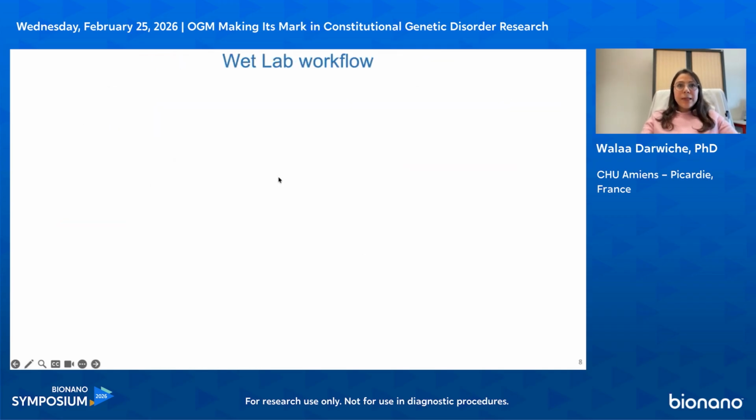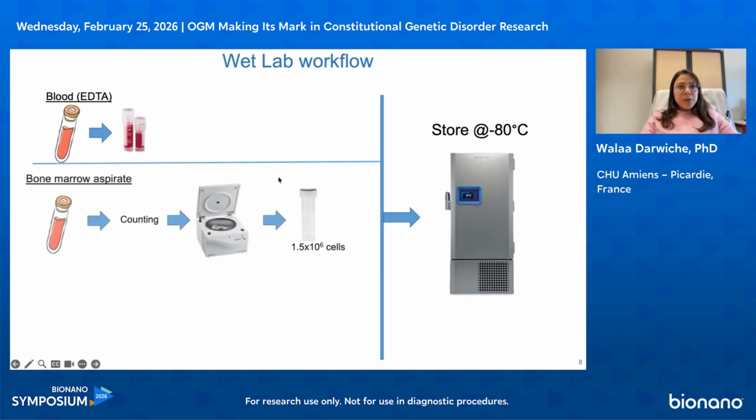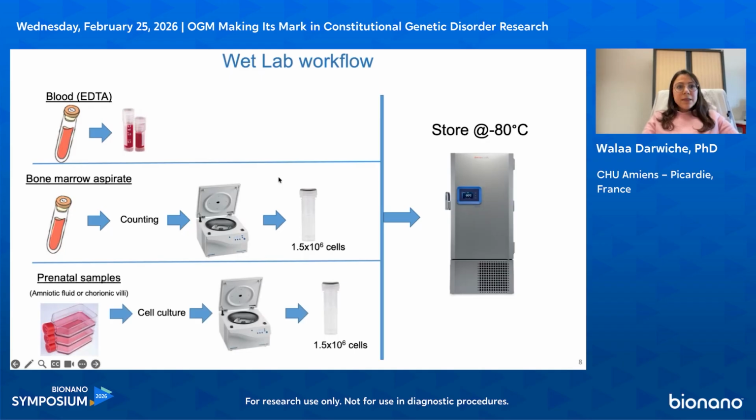So here is our wet lab workflow. For EDTA blood samples, after receiving the blood, we prepare 4 or 5 vials that are stored at -80. For bone marrow aspirates, we count the cells and pellet approximately 1.5 million cells in several vials and also stored at -80. For prenatal samples, such as amniotic fluid or chorionic villi, we maintain the cells in culture until reaching confluence, then count and pellet 1.5 million cells before freezing.